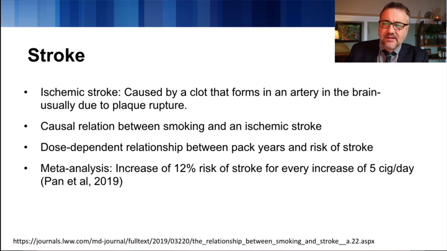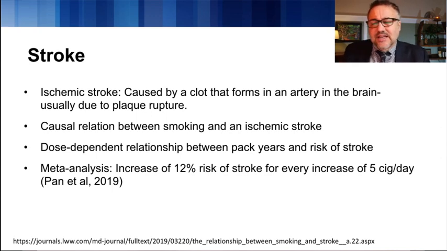So kind of interesting stuff there. Ischemic stroke, again, a clot forms in an artery in the brain, it ruptures. We see a causal relationship between smoking, and again, this is pack years, and the risk of ischemic stroke. And here's the thing about pack years.